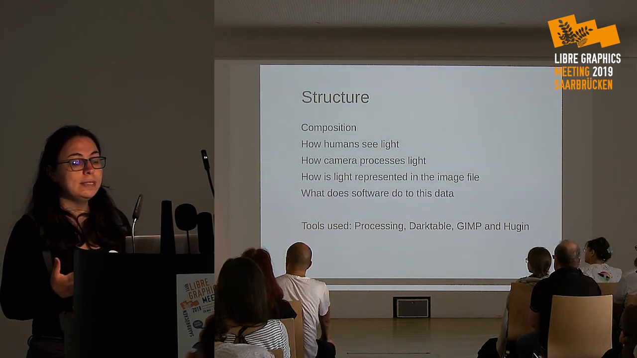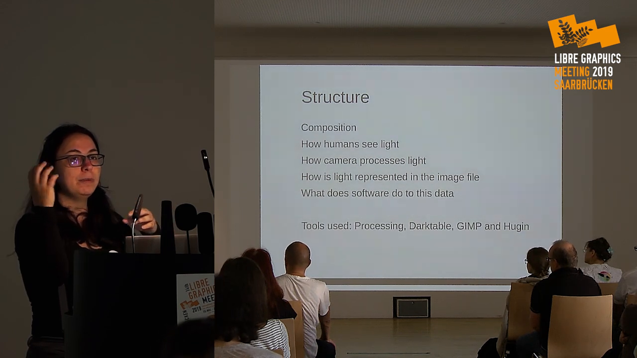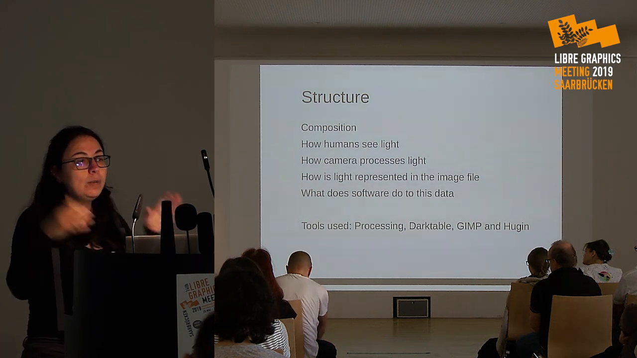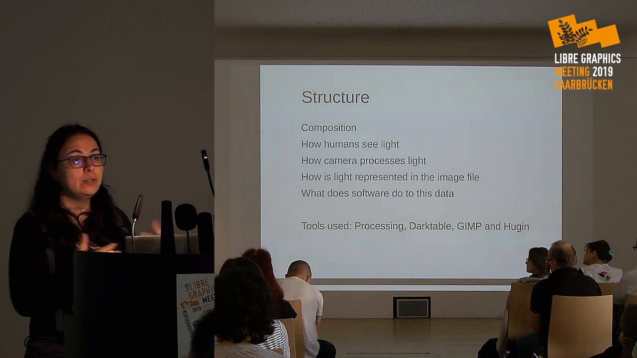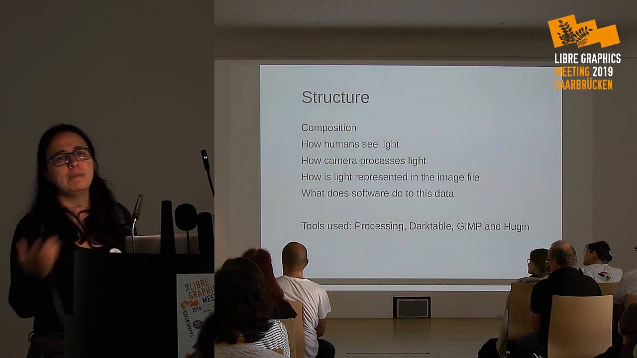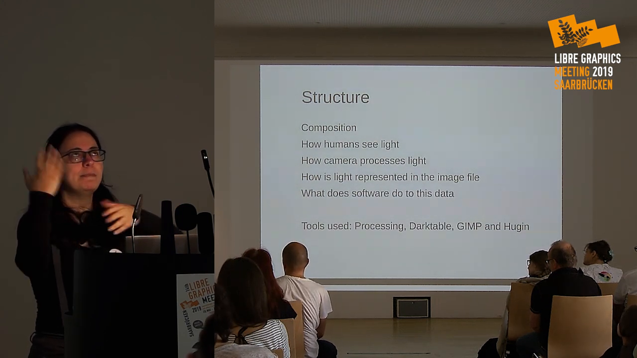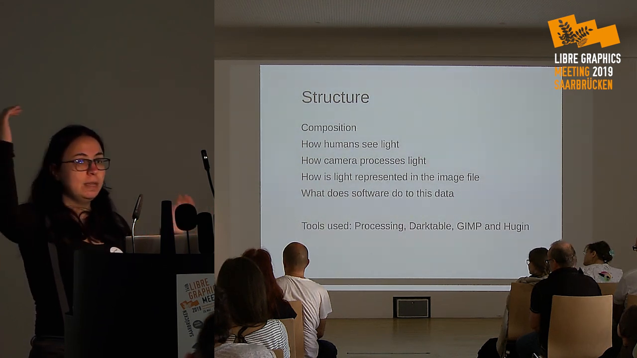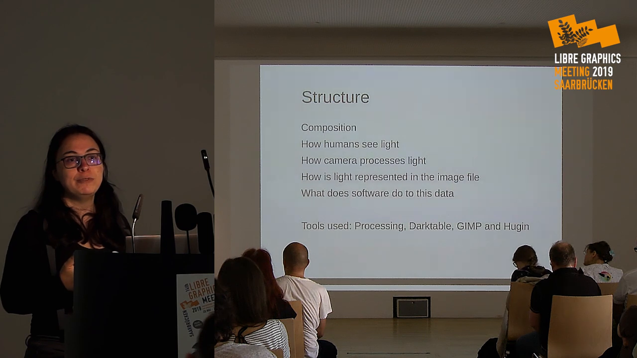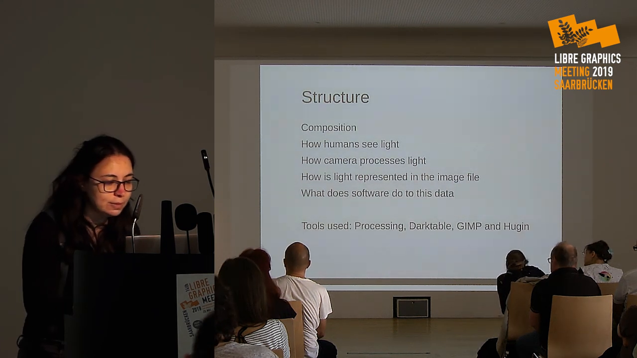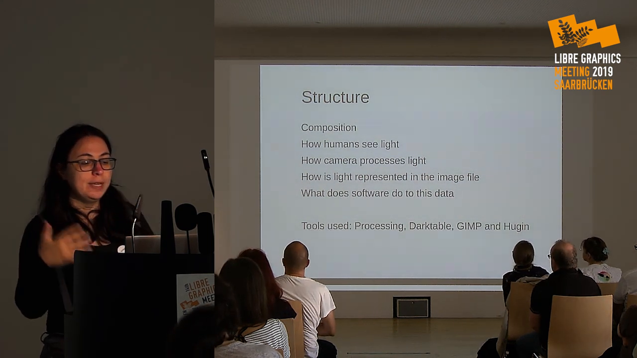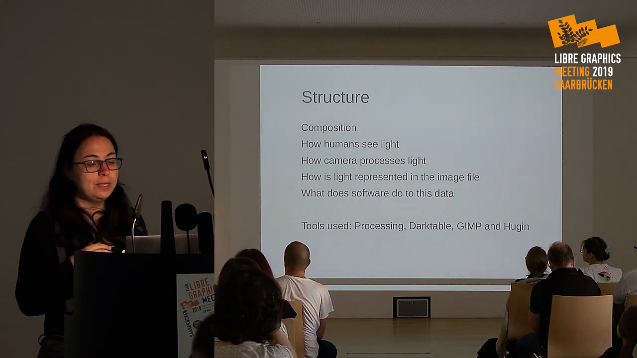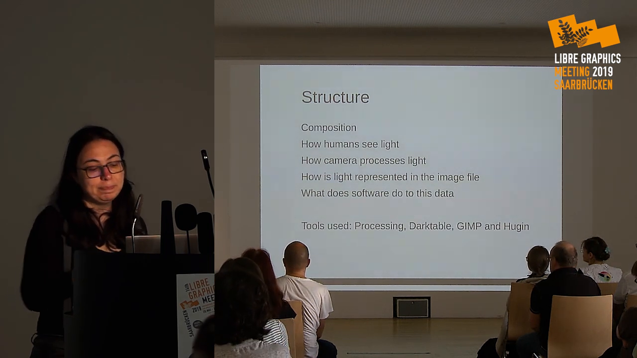But we also discussed things like how does the sensor work, what is a Bayer filter, for example, and how does an image file store the data, just in a simplistic way. I'm not talking about encryption, sorry, the compression algorithms. I'm talking about just the general idea that it is a canvas, it's a grid, there are also vector images, and what are they? Simple things. And once we get there, we can discuss what the software does to the data. And we do all of this with Processing, darktable, GIMP, and UGIMP.